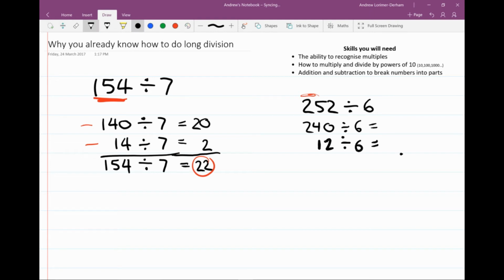And then all up, we've got 252 divided by 6. So 240 divided by 6, well, we know what 24 divided by 6 is. So we can just pretend the 0 is not there for the moment. And 24 divided by 6 is 4. And then, because this is actually 240, we need to add a 0 on the end of our answer because the answer will be 10 times bigger. And 12 divided by 6 is just 2. And then we add these two together and get 42 as the answer.